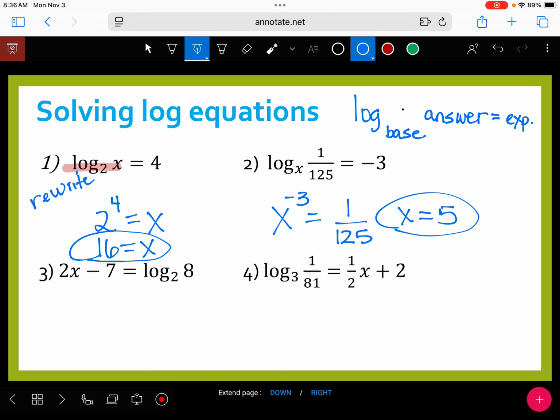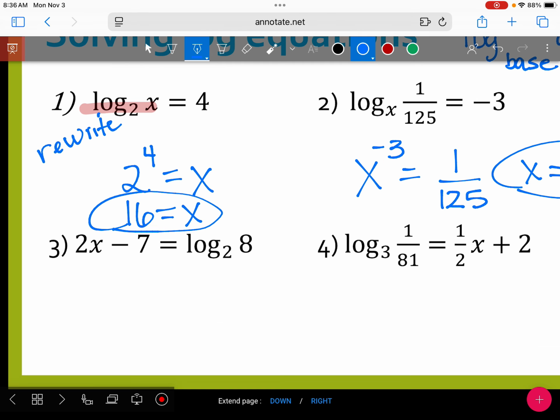But now when we get to number 3, we have a full statement. If you have a full statement, then we start by evaluating that statement. This is what I'm going to do first. If I have a log statement and I know my base and I know the answer, then I can evaluate it. Log base 2 of 8 is saying 2 to what power is equal to 8? We have to answer that first, then we can go back and solve the equation.